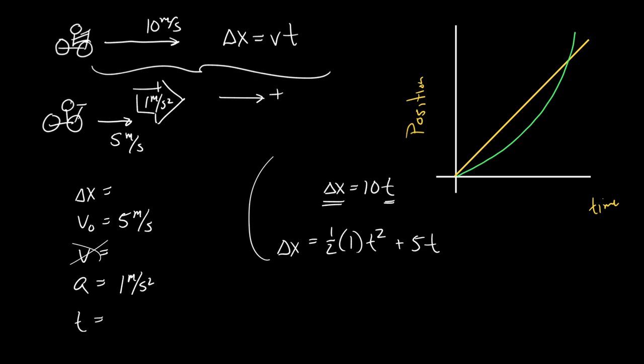Of course, you guys have those fancy calculators, right? You could plot this. Y equals 10x. Y equals 1/2 x squared plus 5x. And plot it right on your calculator and find where the two things meet. You guys bought those things. Why don't you use them, right?